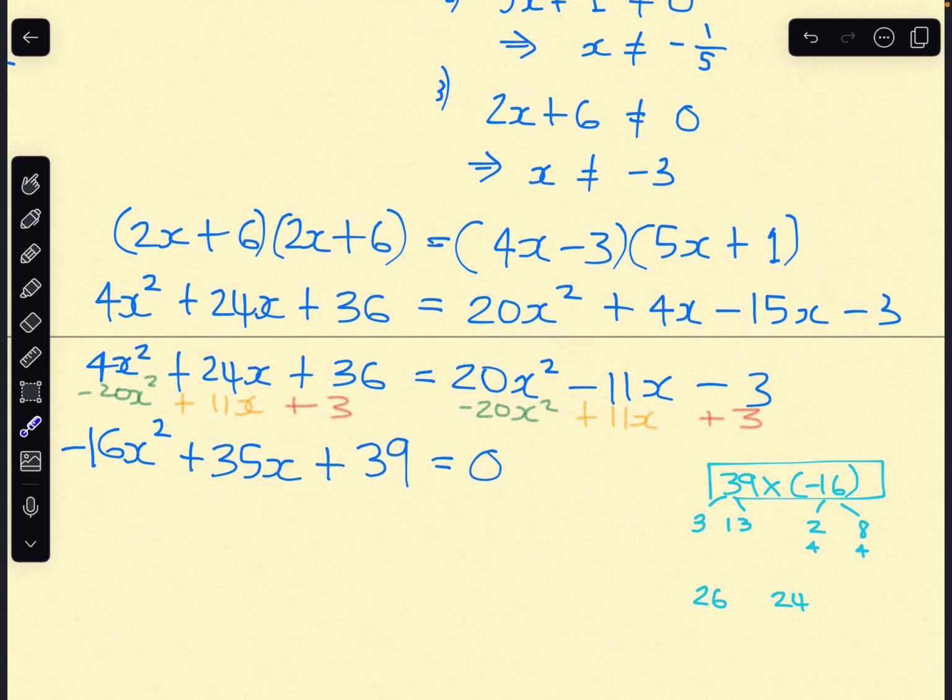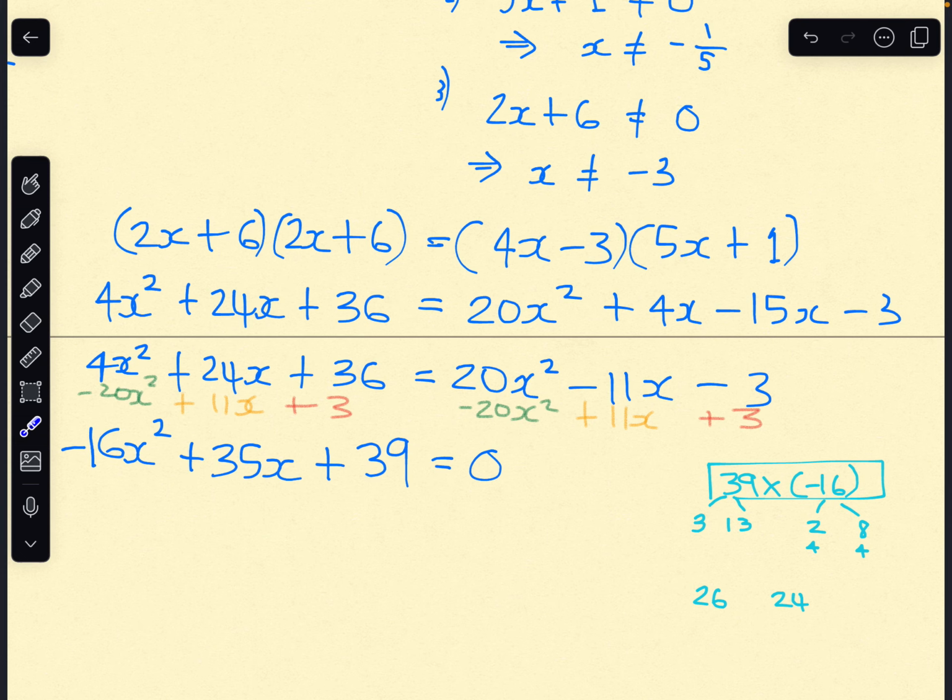What about 13 and 8? Oh, that's too big. 13 times 8 is like, what, 104, and then this is 6. That's not going to work. What about 4 and 13, which is 52, 4 and 3, which is 12, the difference is 40. Hey man, that was close.